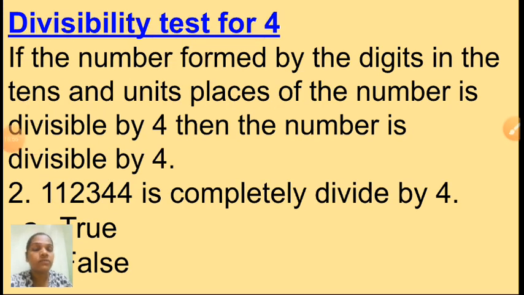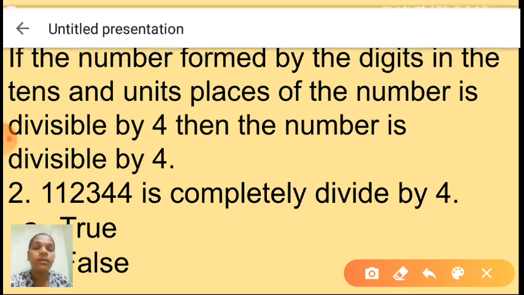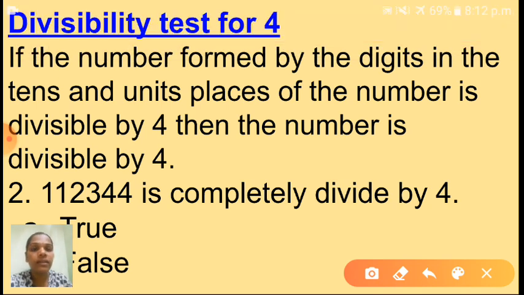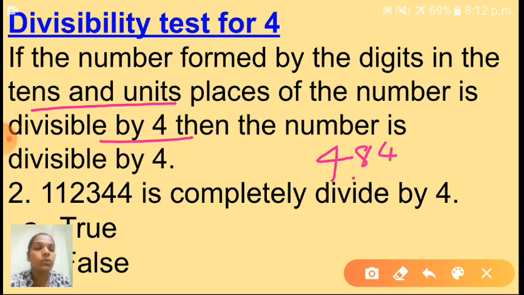See here, divisibility test for 4. The divisibility test for 4 means that if the number formed by the digits in the tens and unit place of the number is divisible by 4, then the number is divisible by 4. That means see here, 484. Which number is formed by the unit place and tens place? You have to see 84. 84 we can completely divide by 4, so this whole number we can completely divide by 4.